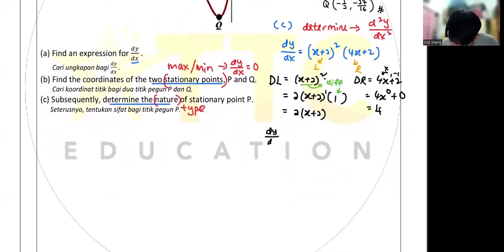dy over dx. Copy left, differentiation right, plus copy right, differentiation left.